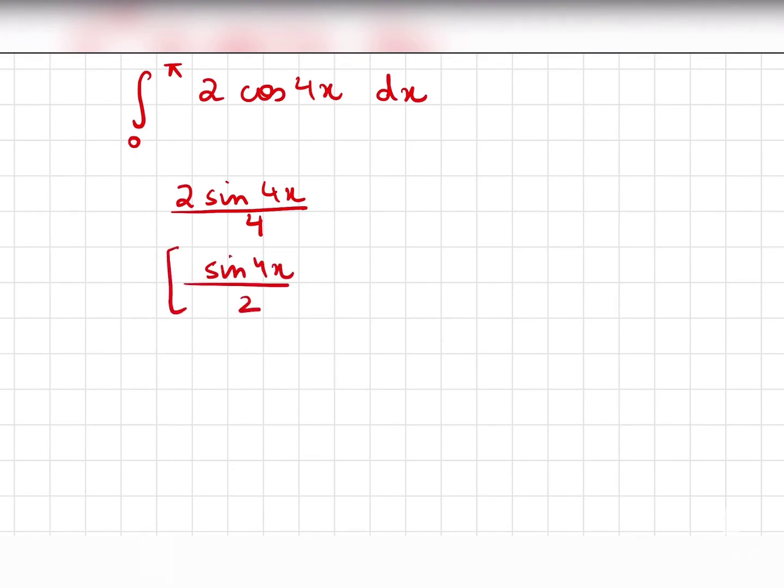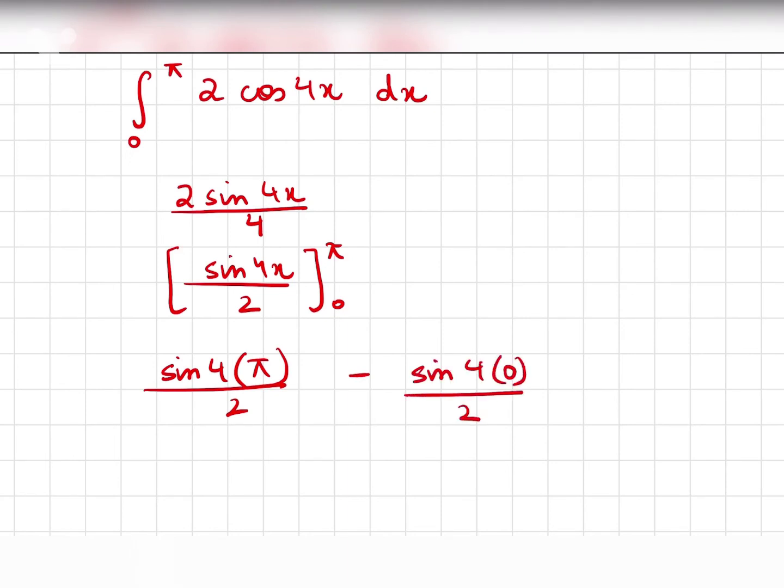Now I need to add my limits. So why am I not writing a c? Because we have limits and it will cancel out automatically. Okay, let's add the limits. Use your calculator and just simply do it. Sine 4 times pi divided by 2 minus sine 4 times 0 divided by 2, and your final answer will be 0.108 from here minus 0 from here, which gives you 0.108.